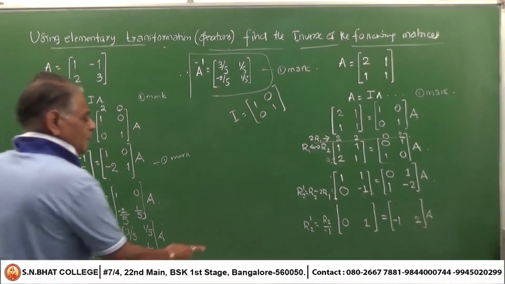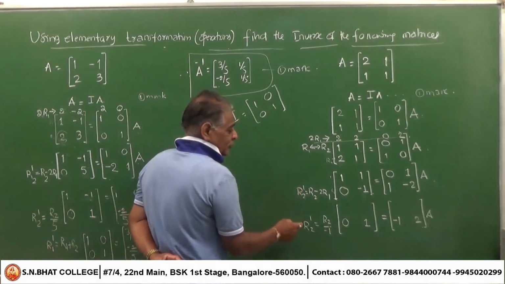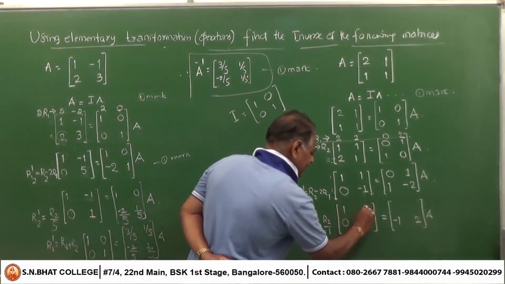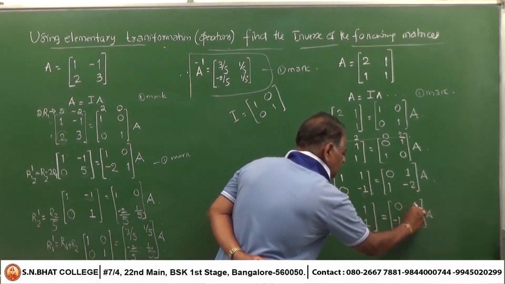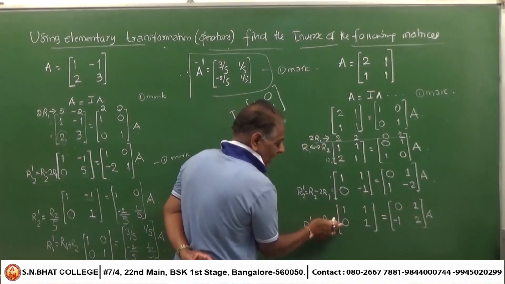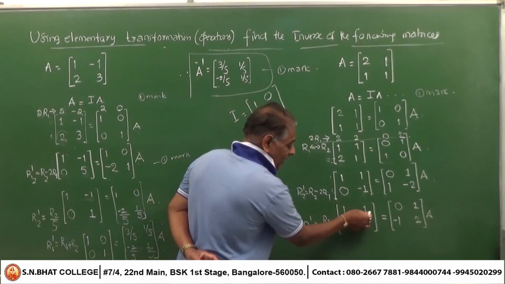I have not touched R1 in these two terms. Write R1 as it is. I have made 1, I have made 0, I have made 1.